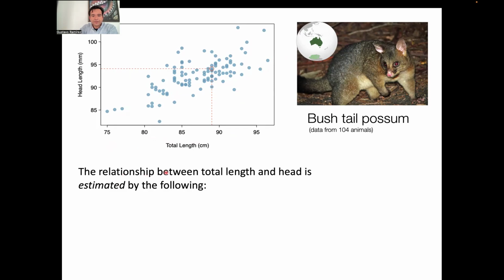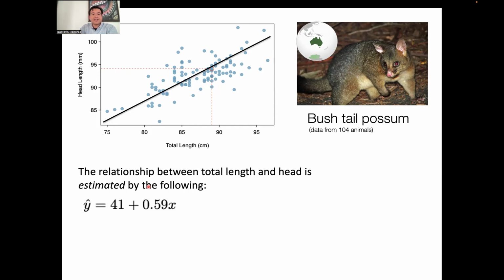Okay, so the relationship between total length and head is estimated by the following. You can draw a line through this data, right? And basically make yourself believe that this data is following a linear trend. The line captures a ton of the variation of this relationship between total length of the body and head length for these bush-tail marsupials here. So just have a look at that. But again, remember that line is a very imperfect summary, because no one actual observation is actually on it. It's just summarizing the trend for all of the observations collectively.